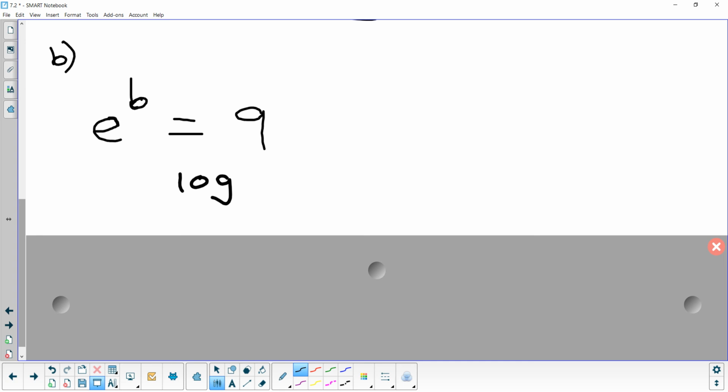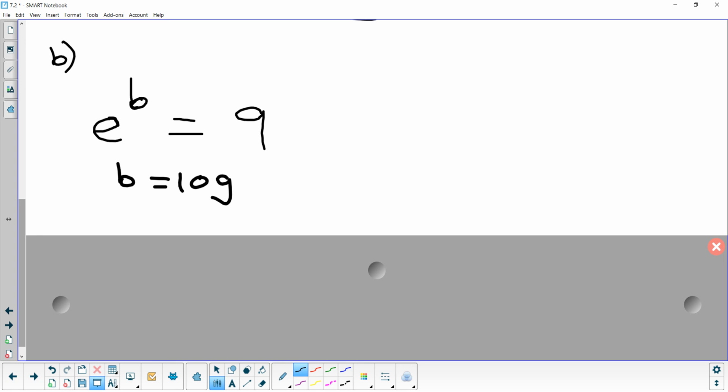So it's a logarithm, right? And yes, logarithm always equals what kind of thing? The exponent. Always equals the exponent. And in this case, my exponent is b. Okay.